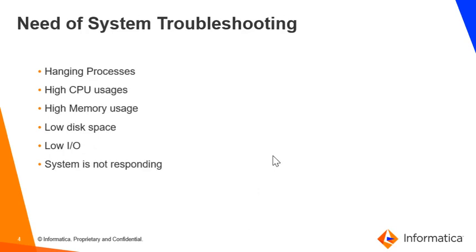Let's talk about the need for system troubleshooting. We have sometimes seen that a particular process is hanging, a process is using high CPU or high memory, or the disk space on the server is very low, or there is very low input output. The system is not responding. Because of these, we can see a number of issues on the server machine, like the server not responding to any process. For example, a process is hanging, and if you try to ping that process, the process may not respond.